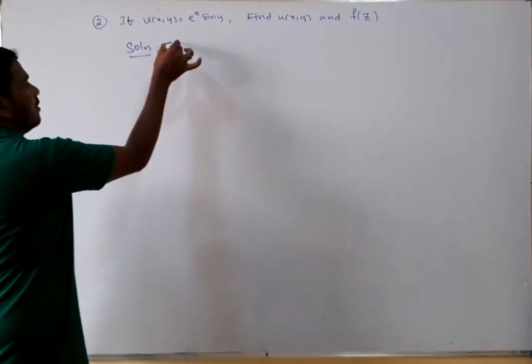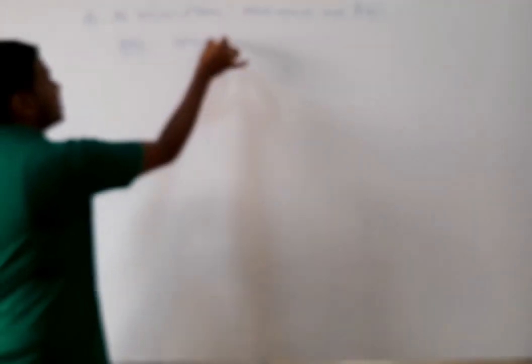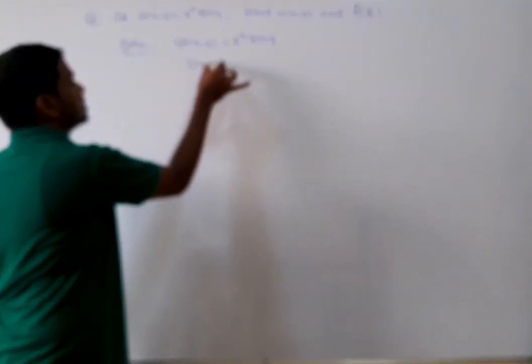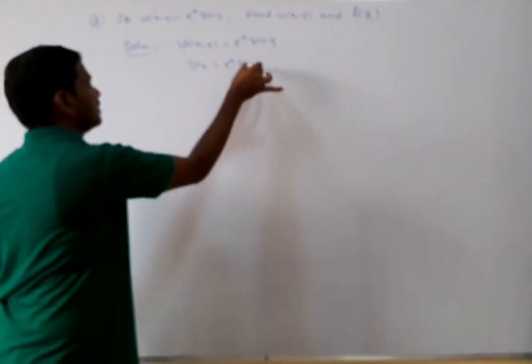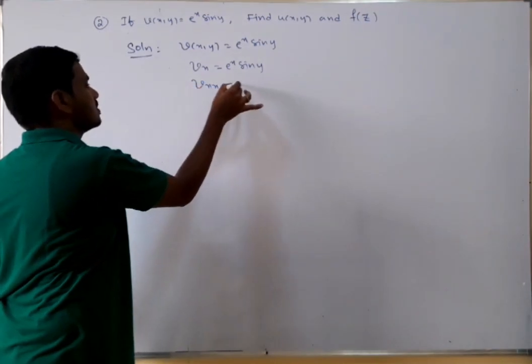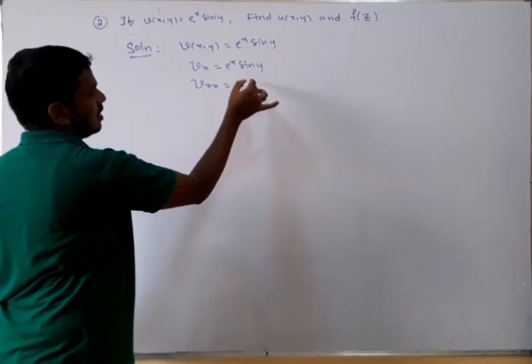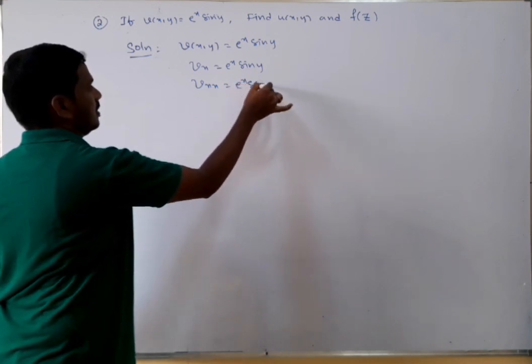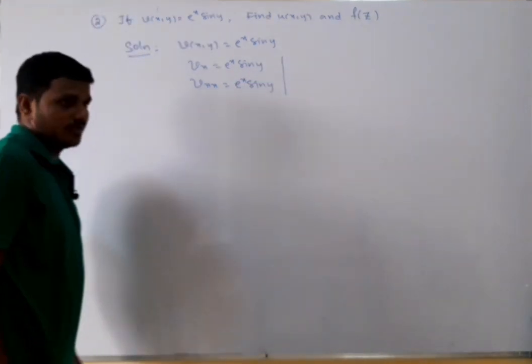Given v of x comma y is equal to e to the power of x sin y, vx is equal to e to the power of x sin y, vxx is equal to e to the power of x sin y only, on differentiating partially with respect to x twice.